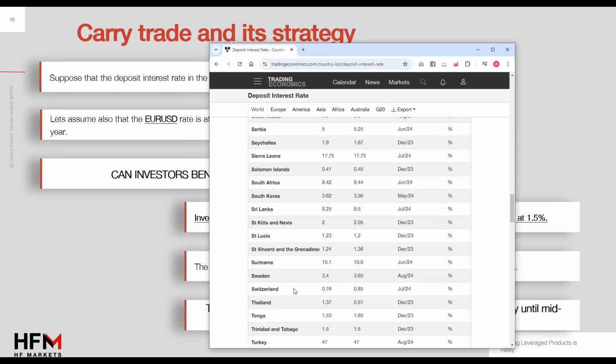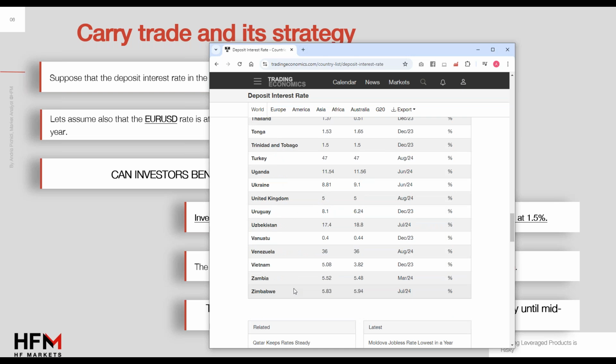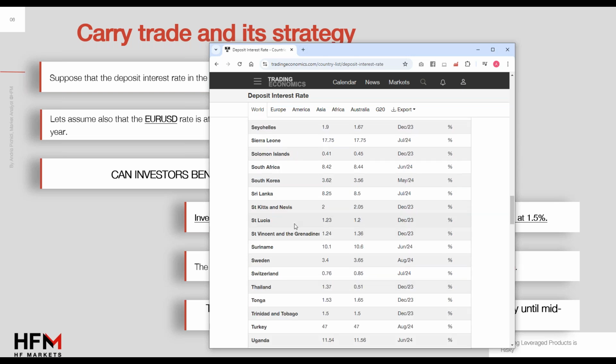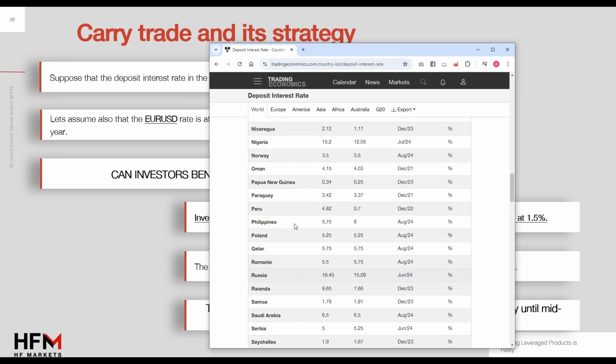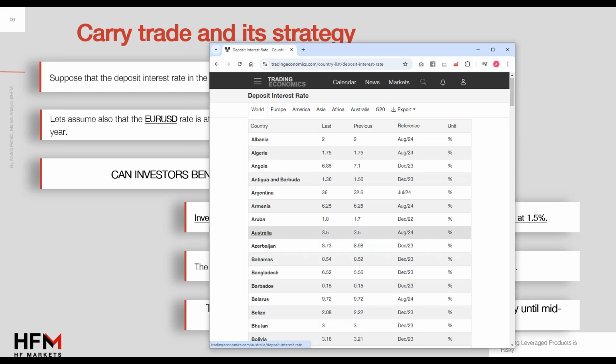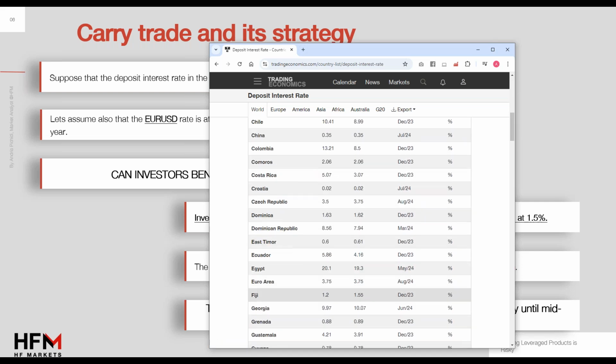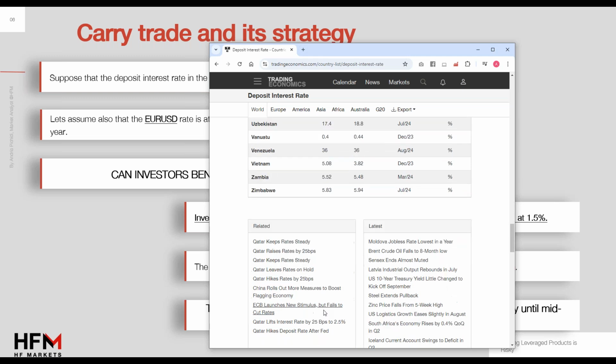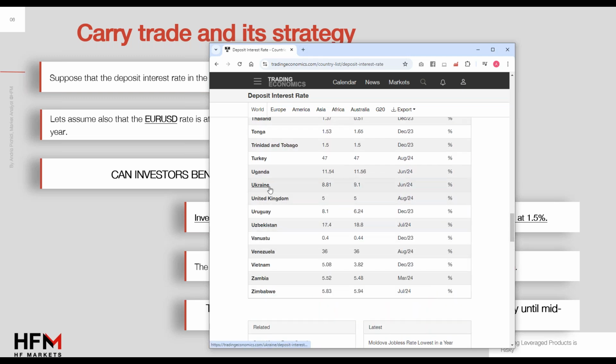I'm going to try to focus on the big economies, the major economies. So, US. Okay, I cannot find US right now, but let's take, for example, pound and UK. So UK right now offers a 5% deposit interest rate, okay?